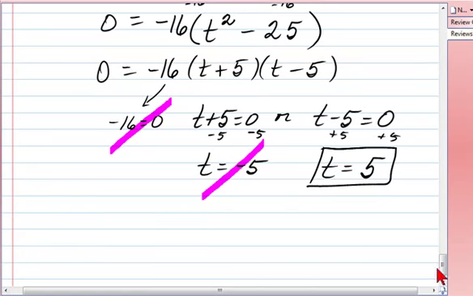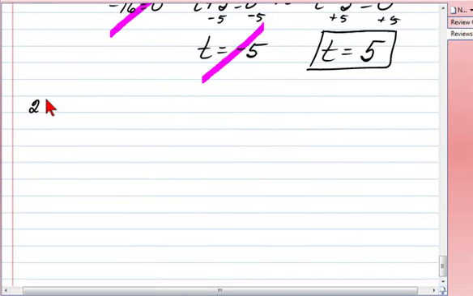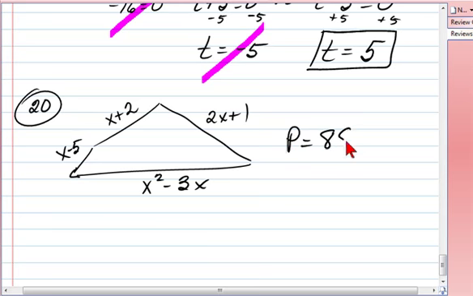One more. And then I have a couple of comments about getting ready for the test. Number 20. We have a quadrilateral, and I'm going to draw a sloppy version of the quadrilateral. And it is labeled with x plus 2, 2x plus 1, x squared minus 3x, and x minus 5. You are told that the perimeter is 88, and you're asked to find the lengths of the sides.